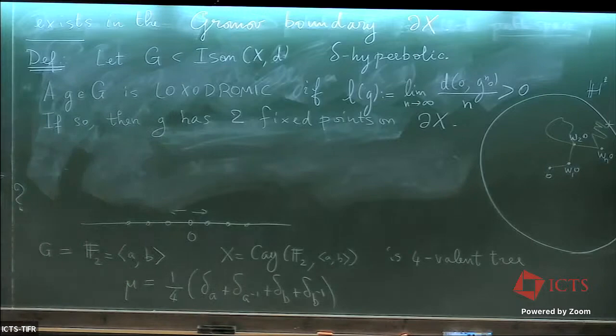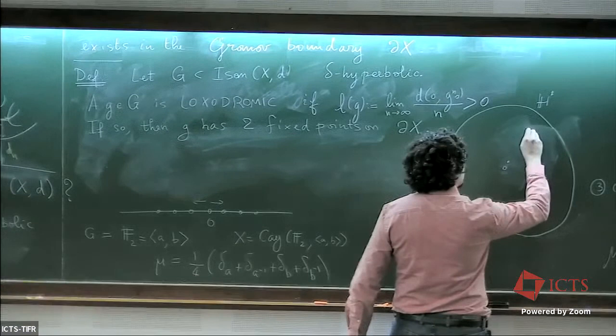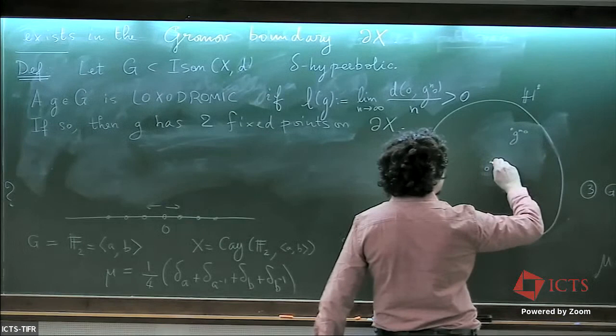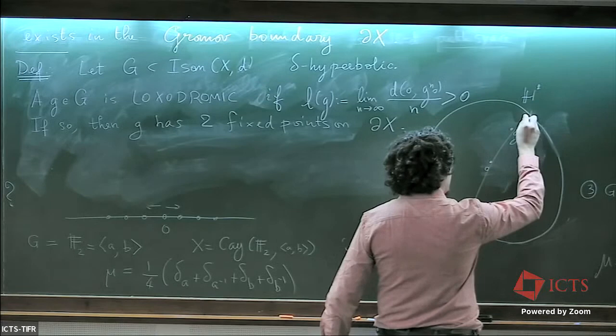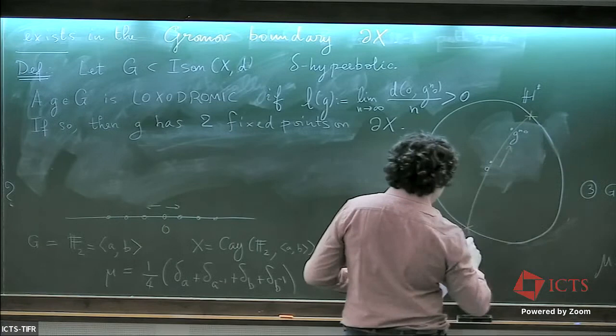So the situation is the following: you have O, and your loxodromic element means that you're making definite progress in the direction of g. So basically the picture looks like that. It has two fixed points. It doesn't need to preserve a geodesic if the space is not a manifold, but still there is some sort of axis direction. So there are two fixed points, one repelling and one attracting.